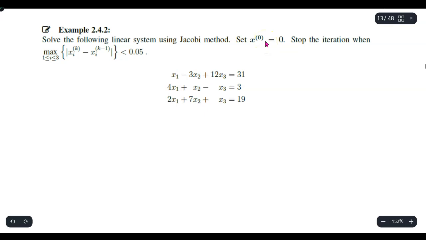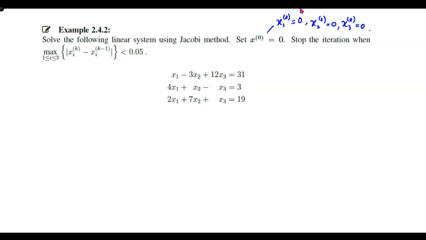So if you see x^(0) equal to 0, it means x1 at k equal to 0 is 0, x2 at k equal to 0 is also 0, and x3 at k equal to 0 is 0. Stop the iteration when the maximum of the difference between two consecutive x for x1, x2 and x3 is less than 0.05. We assume we use 2 decimal places in the calculation.